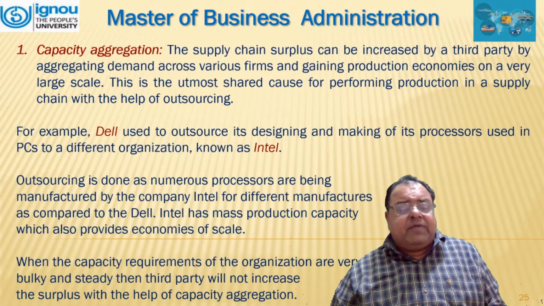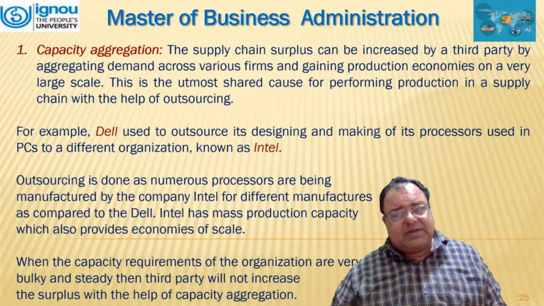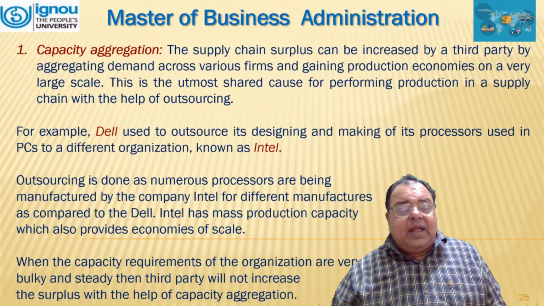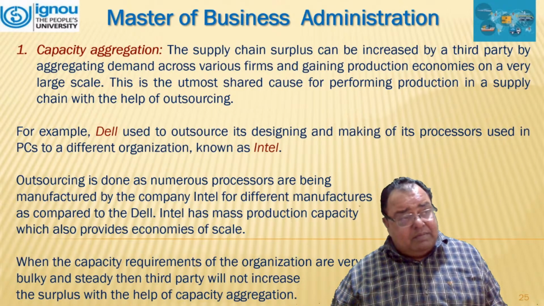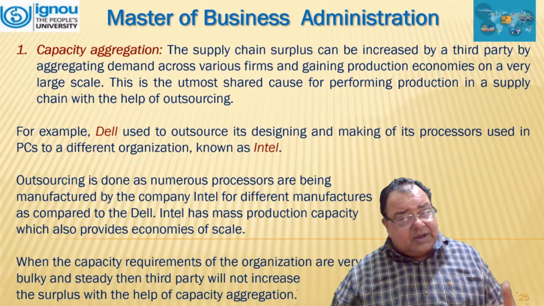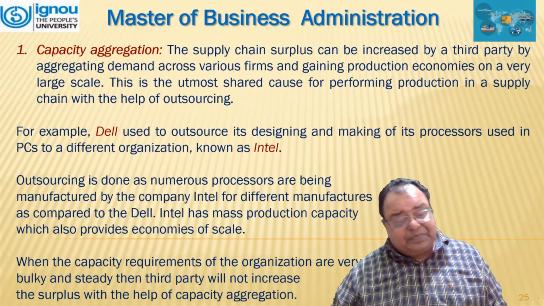We take an example of Dell. Dell used to outsource the designing and making of the processors used in its PCs to a different organization known as Intel. Outsourcing is done as numerous processes are being manufactured by the company Intel for different manufacturers as compared to Dell. Intel has mass production capacity, which also provides economies of scale.